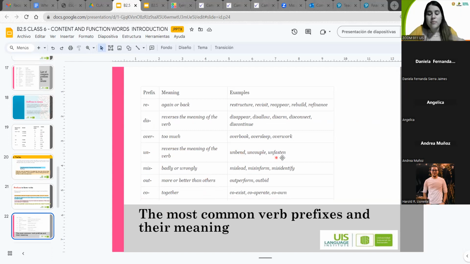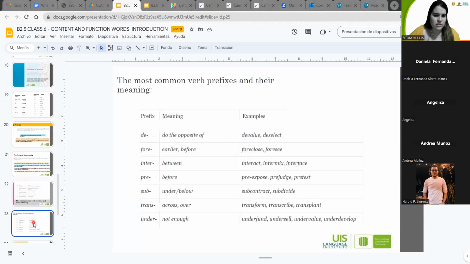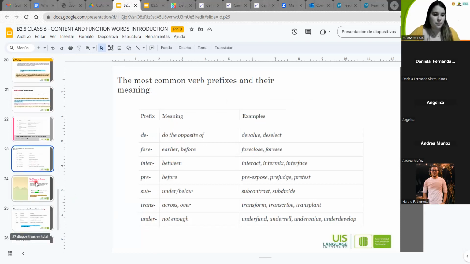Like unbend, uncouple, unfasten. Mis: badly or wrongly. Mislead, misinform, misidentify, misbehave. Out: more or better than others. Outperform, outbid. Co: together. Coexist, cooperate, co-op. So these are common prefixes. Now, we have more: de, for, inter, pre, sub, trans, under. So we have the meaning here, and then we have examples here.